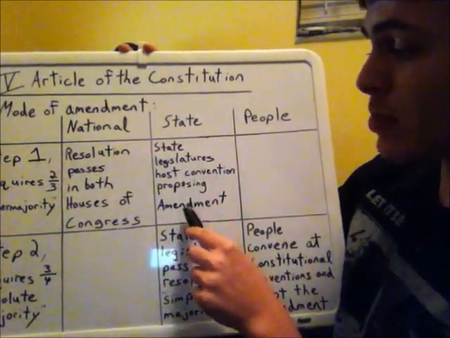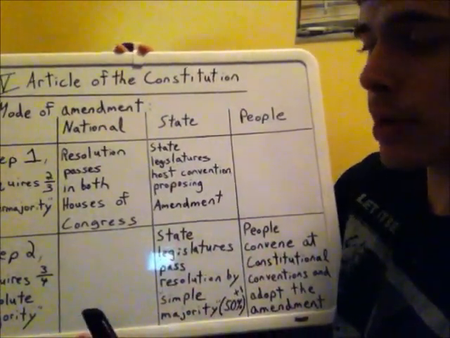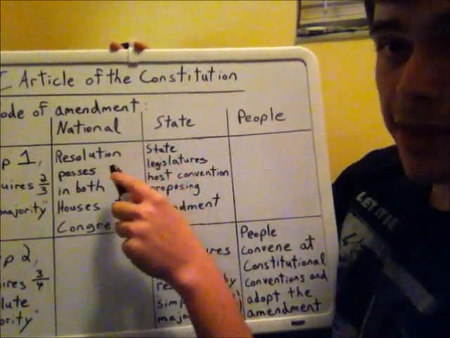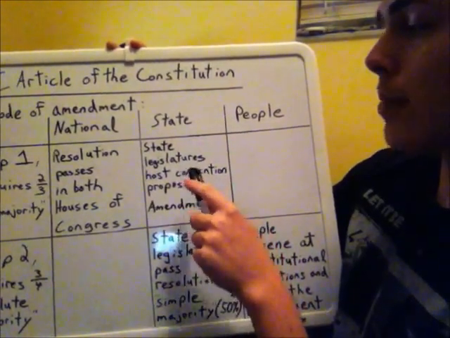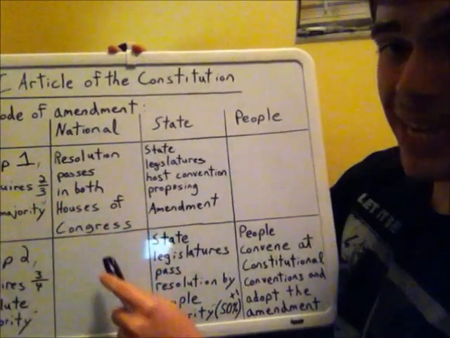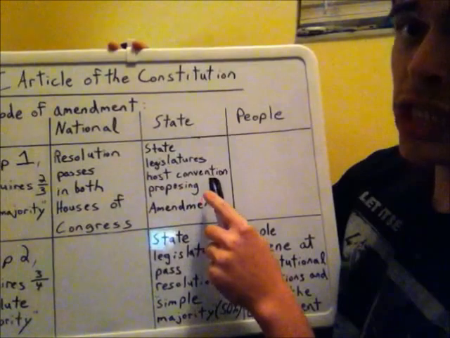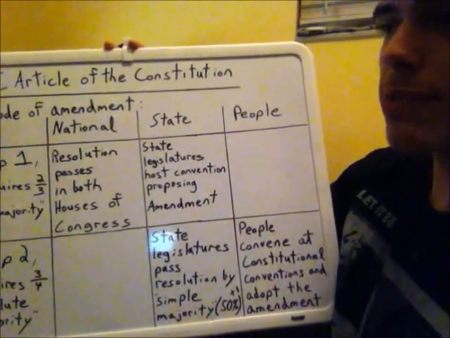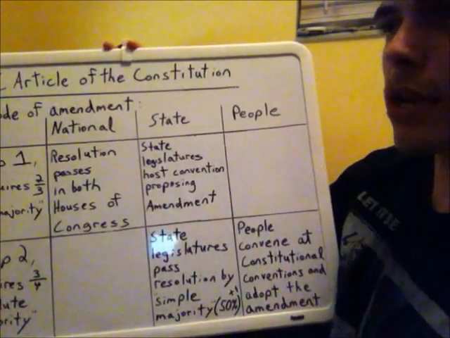But the amendment that's proposed in each state legislature does have to be the same or about the same, okay? So either have a resolution pass, in this case the resolution does have to be the same in each house, or the state legislatures can host a convention proposing the amendment in 2/3 of the states, okay? This is not the same as voting on the amendment, it's just proposing a convention to further talk about it. It's more of a resolution saying, we agree, we will consider it.